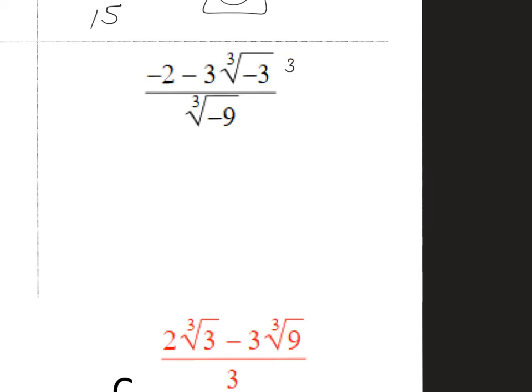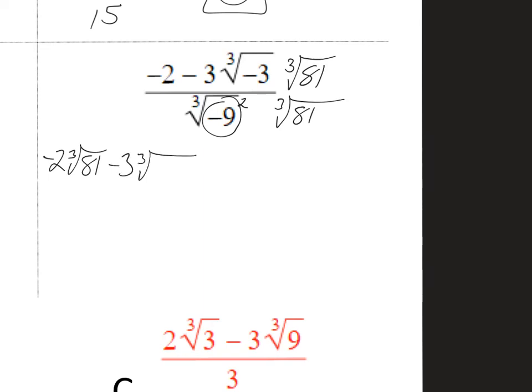Looking at this, it looks like we have a cube root. So I want to take what's on the inside right here and square it. So I want to take the cube root of 81. So I have negative 2 cube root of 81 minus 3 cube root of 81 times 3, which is 243, over negative 9. Okay, so now, let's look at 243.